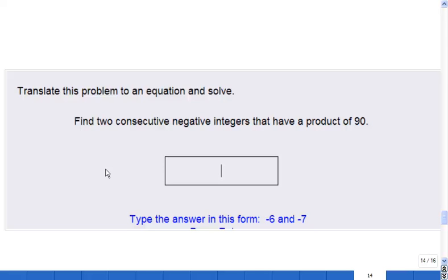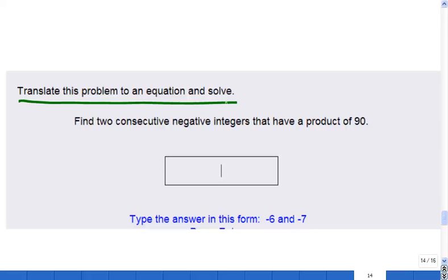Proficiency exam. Let's find out any way, or one way at least, to solve this problem. Translate this problem to an equation and solve. Find two consecutive negative integers that have a product of 90, right? So I'm looking at two consecutive negative integers with a product of 90.